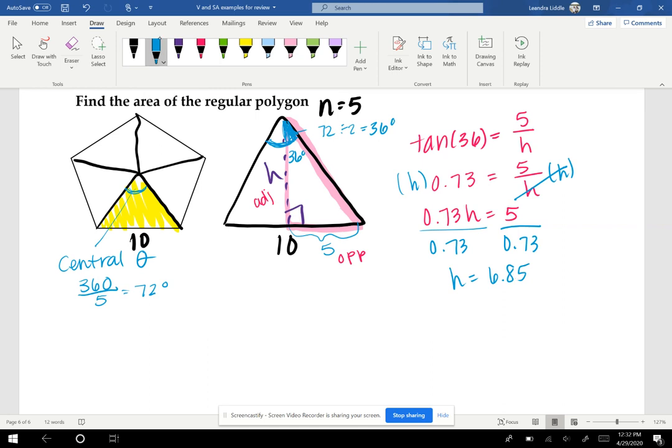We know the base is 10, so we can go ahead and figure out the area of this triangle. Our base is 10. Our height, we just figured out, is 6.85. We're going to divide that by 2. And remember, since we have 5 of these triangles in the pentagon, we have to multiply this by 5. Then you put that in your calculator, and you get that the area of this regular pentagon is 171.25 units squared.